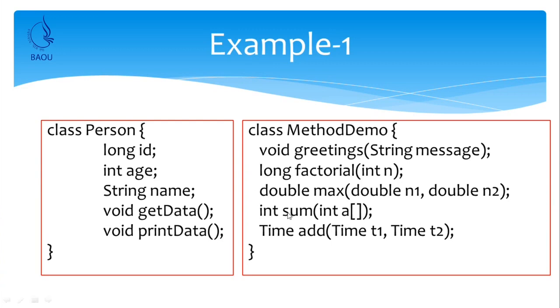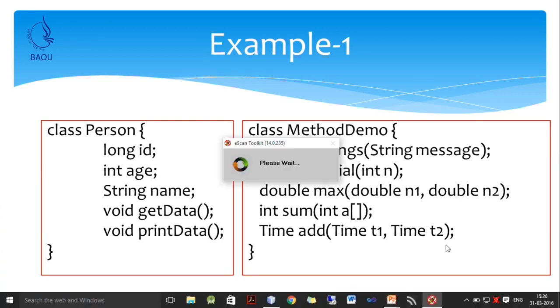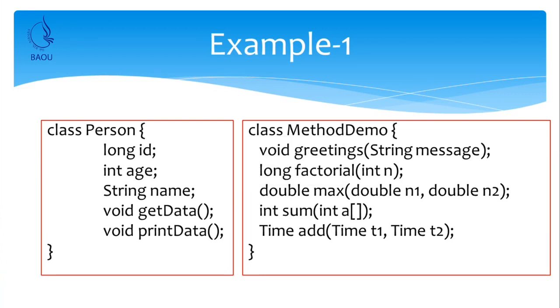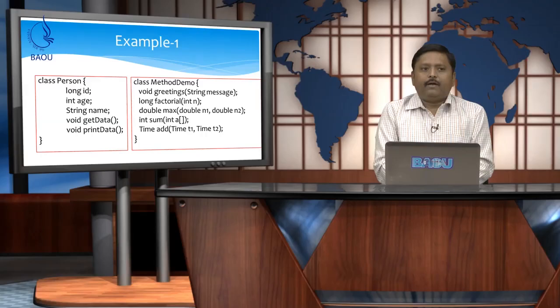And the last method we will write down is an add method which actually adds two times, but this time T1 is an object and T2 is an object of type class time. So, this last method demonstrates that we can have an object as an argument as well as we can return an object also. So, we will write down these methods inside NetBeans.